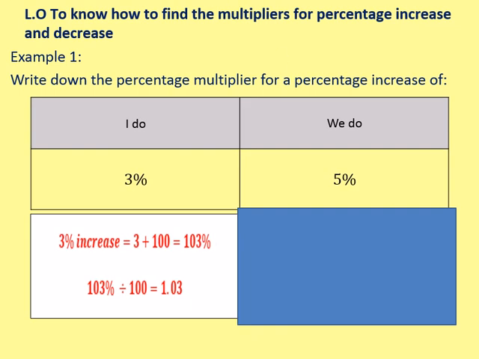Okay, so for the next example, we are again writing down the percentage multiplier for a percentage increase of 3% this time. So we do 3 plus 100, we're looking to find 103%. And then we divide that by 100 to get our multiplier, 1.03. So again, pause the video here, copy down the I do, and try the we do by yourselves.